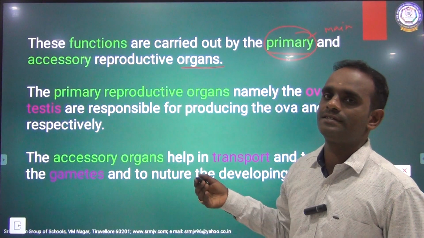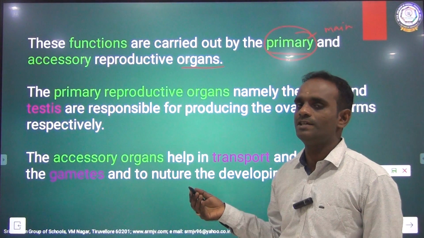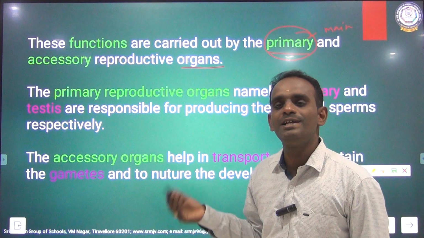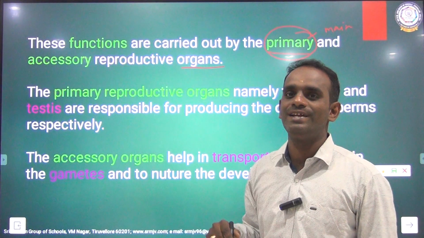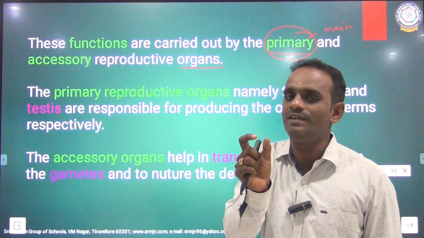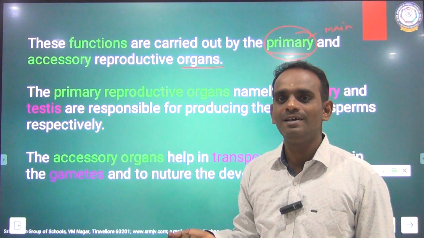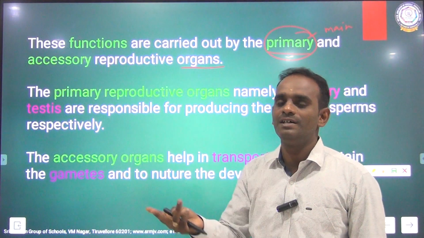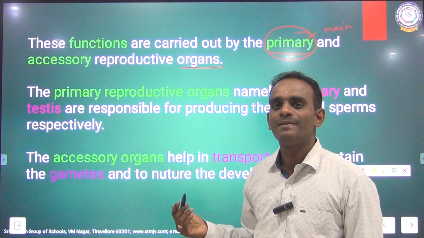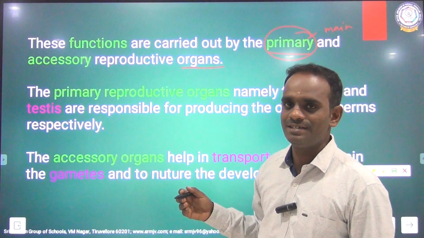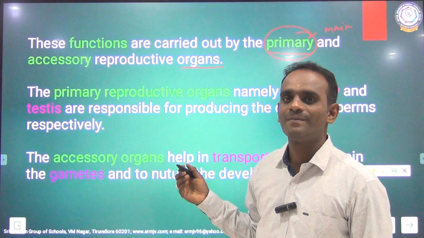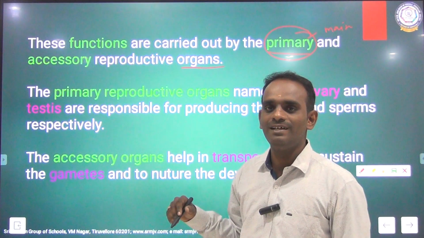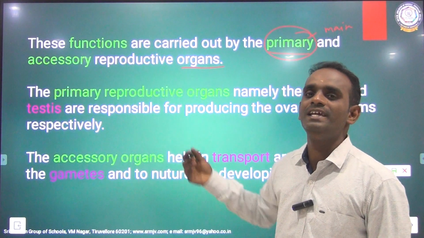So what are the events? What is the first event? Gametogenesis. Second one, very good, insemination. Third one, fertilization. Fourth one, cleavage. Very good. Once the zygote is formed, it is cleaved. What is the fifth one? Implantation. Very good. Next one, gastrulation.